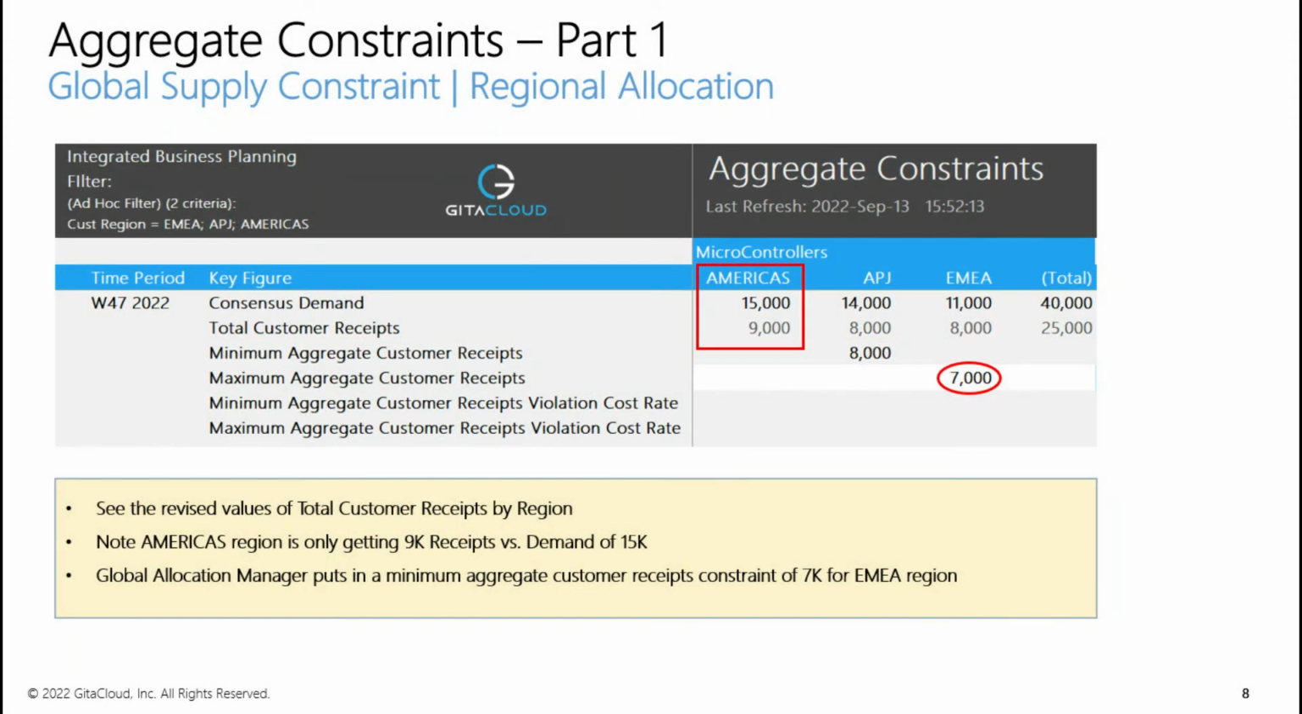See the revised values of total customer receipts by region. Note that Americas region is now only getting 9,000 receipts versus demand of 15,000 units. Global Allocation Manager puts in a maximum aggregate customer receipts constraint of 7,000 for EMEA region. This is to ensure EMEA gets no more than 7,000 units, and the excess supply can be reallocated back to Americas region. Let's see how Optimizer responds to this additional constraint.